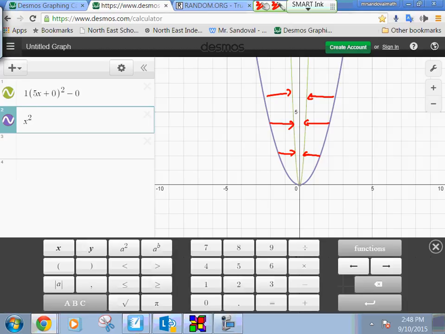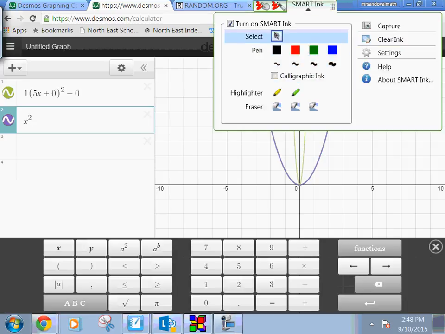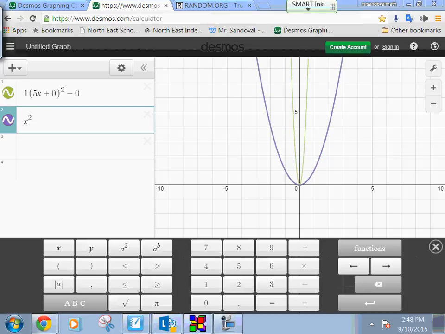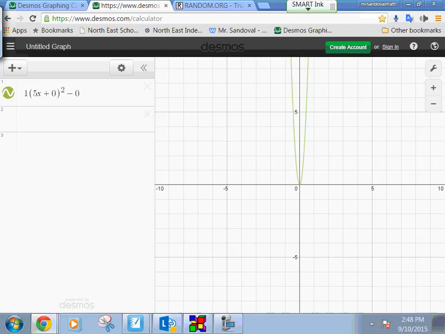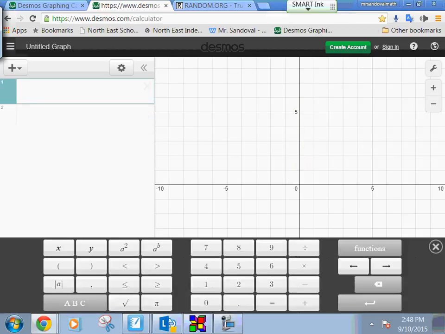Now let me delete this. Let me go back to the writing mode. Let me take this one away. And I'm going to use actually a square root and place the x in there. Y'all see that? Okay, lovely.